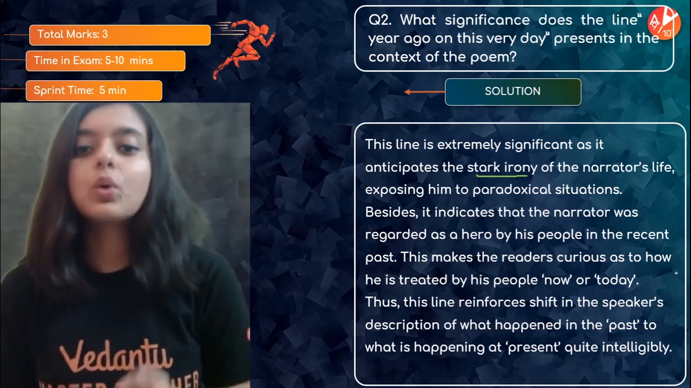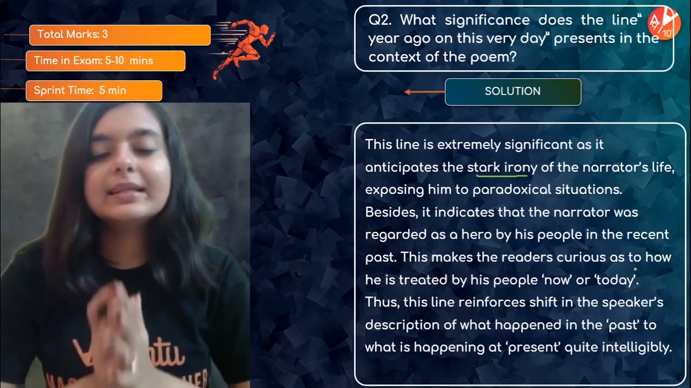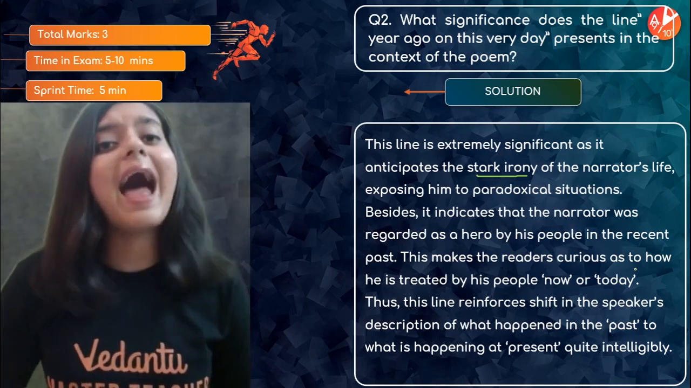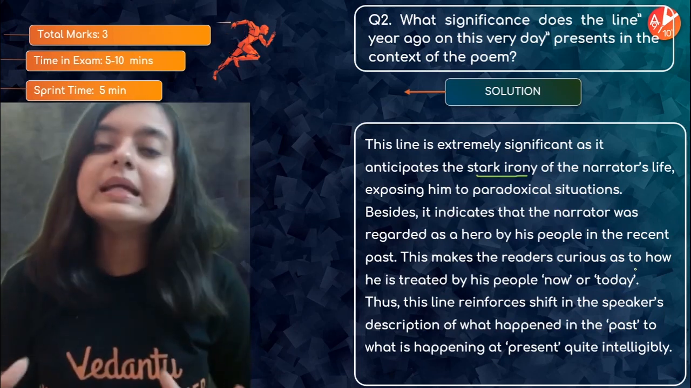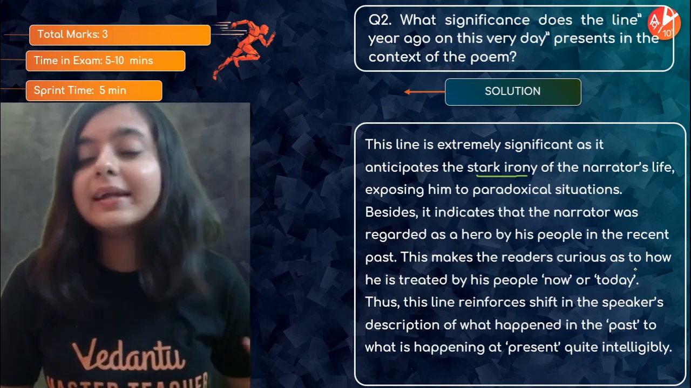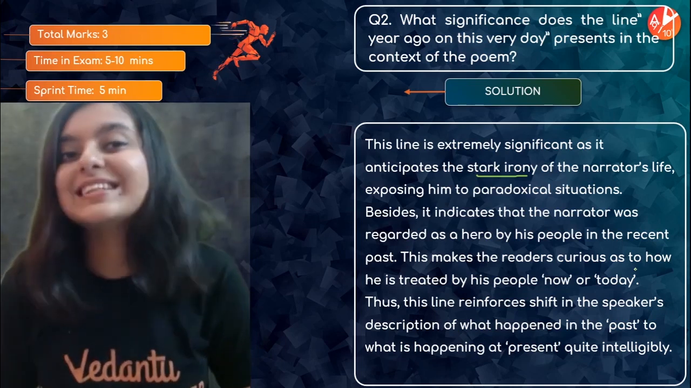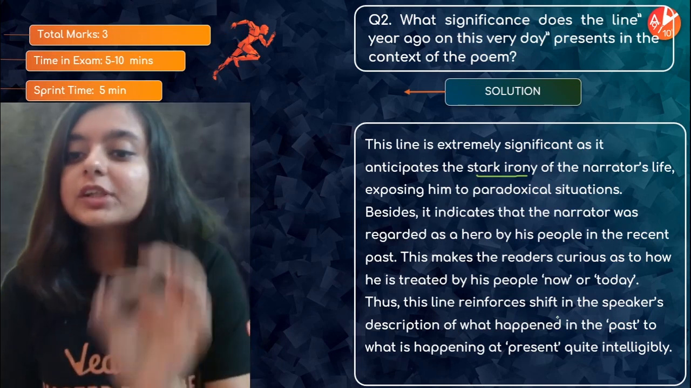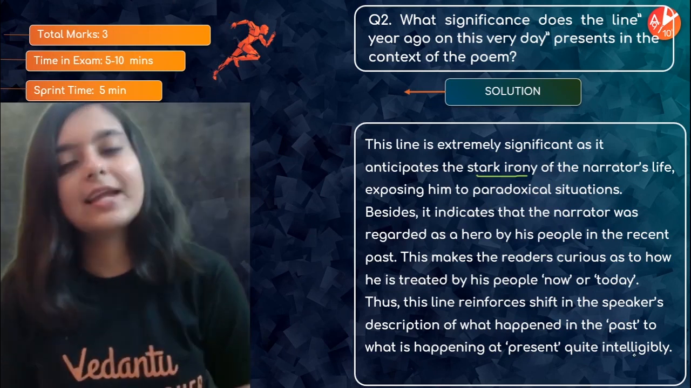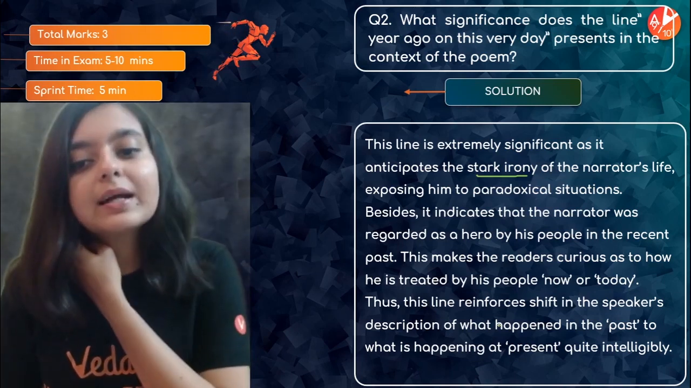This makes the reader curious as to how he is treated by his people now or today. So definitely, when we see at the very opening of the poem that the so-called patriot, the speaker of the poem, who is hailed as a hero, is welcomed so grandly by the people, curious to meet their hero and assembling on the house roofs, we are curious to know how this particular person is treated today, at present. So this reinforces the shift in the speaker's description of what happened in the past to what is happening at present quite intelligibly. It is emphasizing the shift which had happened in the speaker's description.